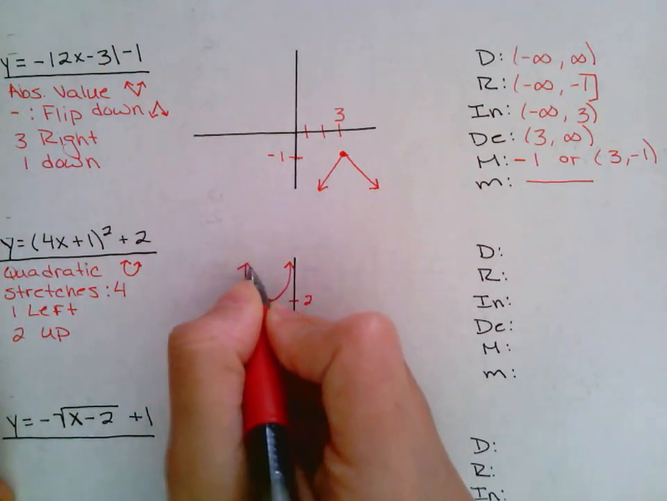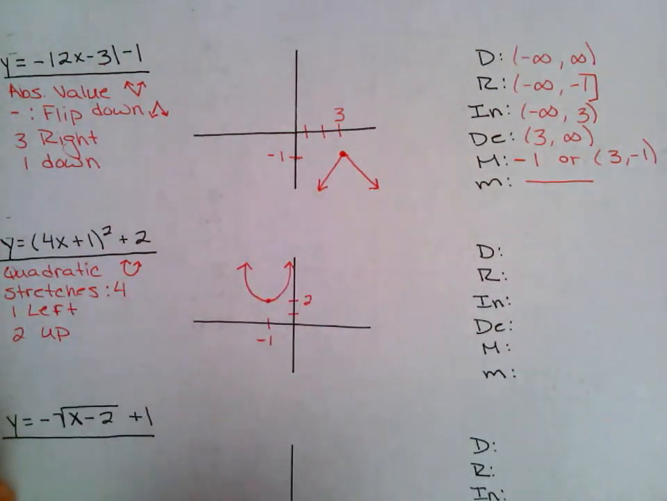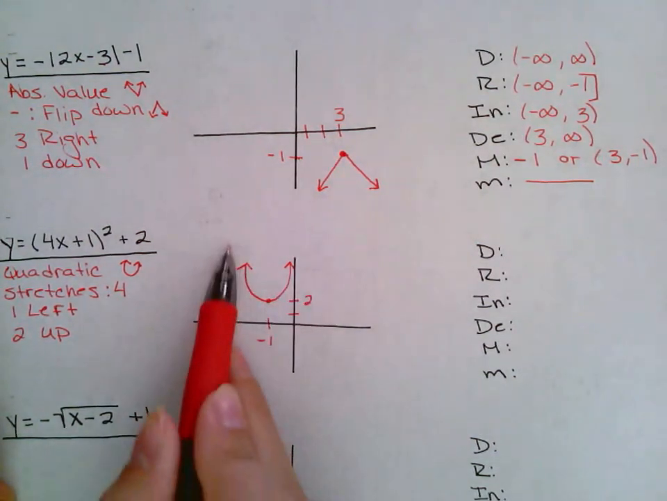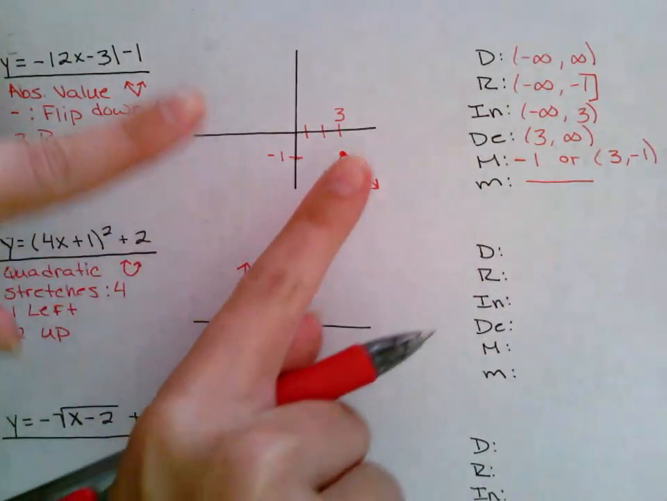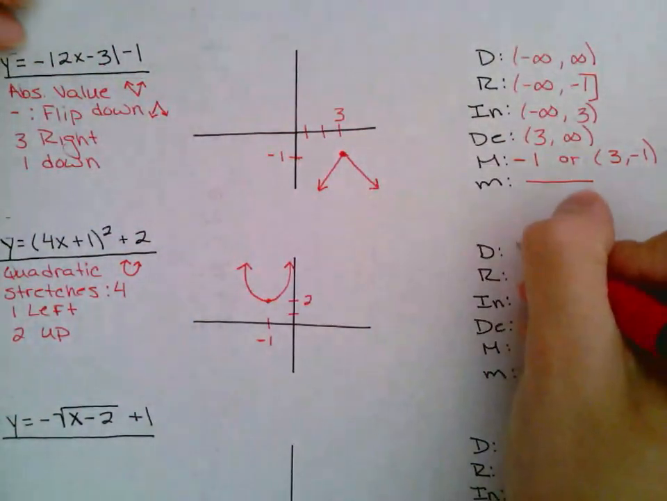Again, don't worry about the stretch. As long as you list it here, you will get credit for that. Now, domain. This always exists all the way to the left and all the way to the right, because imagine these arrows shoot forever, always, always opening.